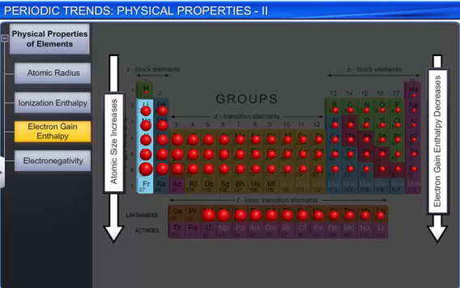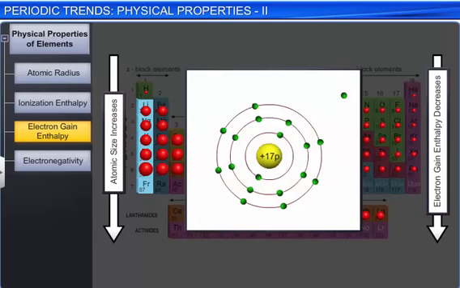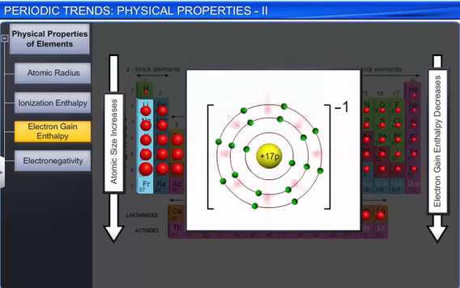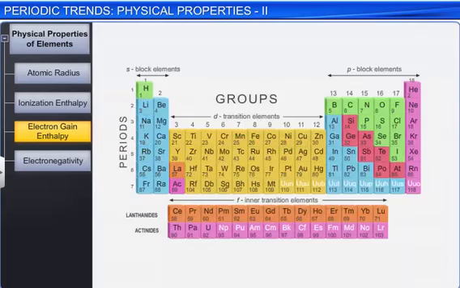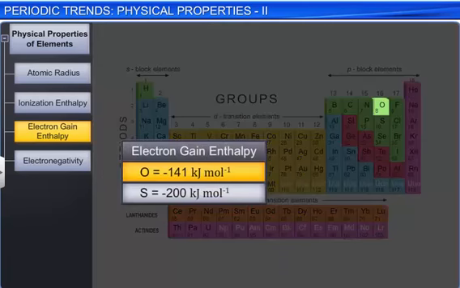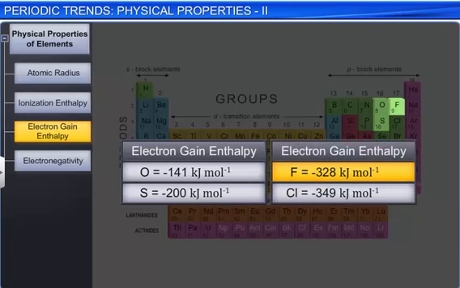However, there are exceptions to this rule. For example, the electron gain enthalpy of oxygen is less negative than that of the succeeding element sulfur. And the electron gain enthalpy of fluorine is less negative than that of the succeeding element chlorine. This is because oxygen and fluorine atoms are smaller in size and have strong inter-electronic repulsions.